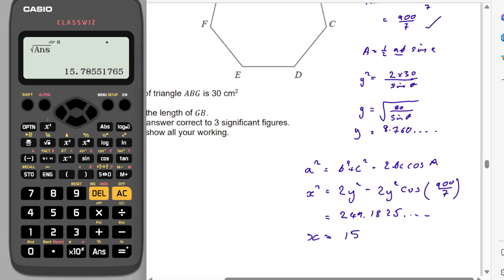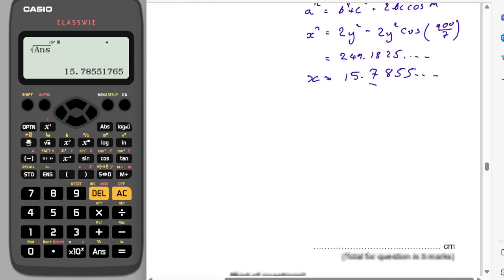so 15.7855... So to 3 significant figures, we're going to go 15.8.